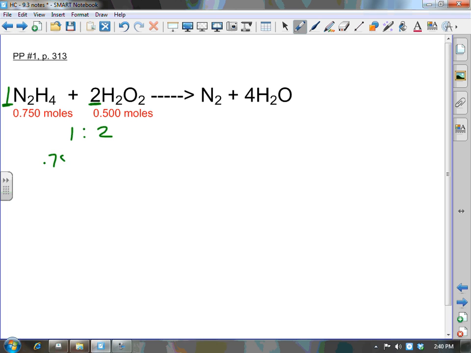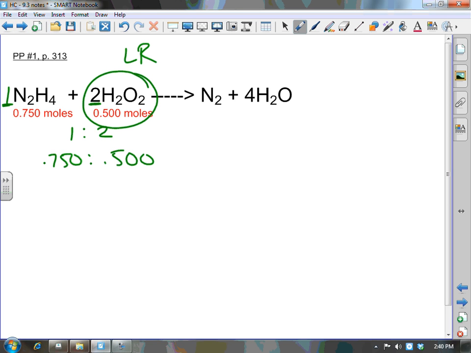Well, they're not even close to being a 1:2 ratio. This says I need twice as much H2O2. It's not there. I don't even have equal amounts. So automatically, that's our limiting reactant. Okay.